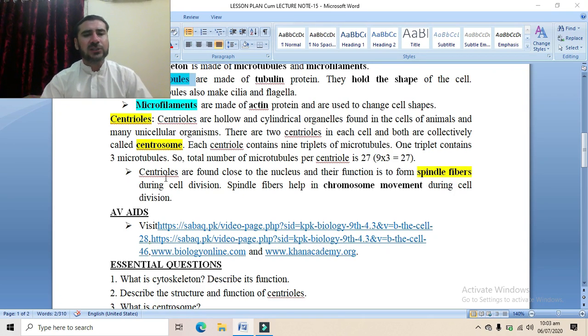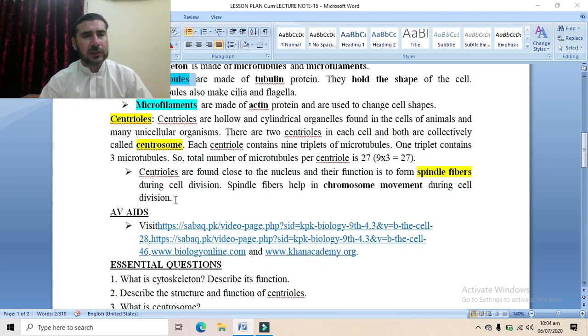Now what is the function of centriole? Centrioles are found close to the nucleus. We have already discussed it, and their function is to form spindle fibers during cell division. Whenever the cell division occurs, these centrioles migrate to the opposite ends of the cell, and from both ends they will form spindle fibers. Now the spindle fibers help in the chromosome movement during the cell division.